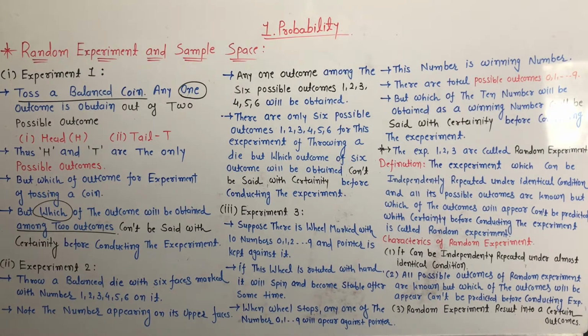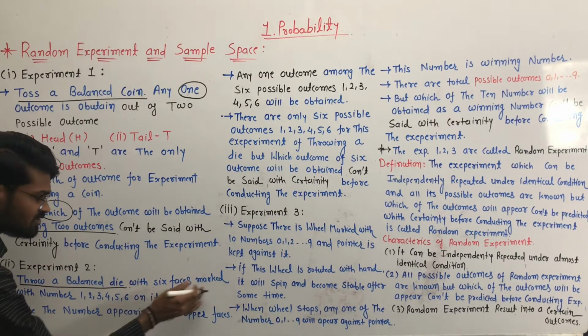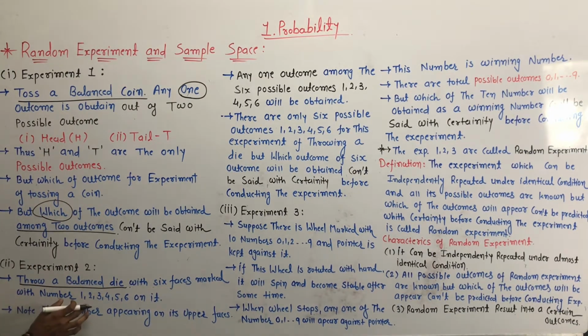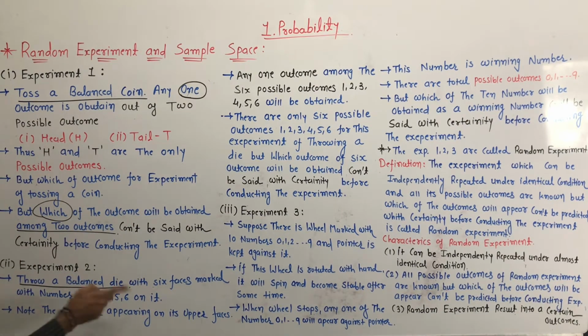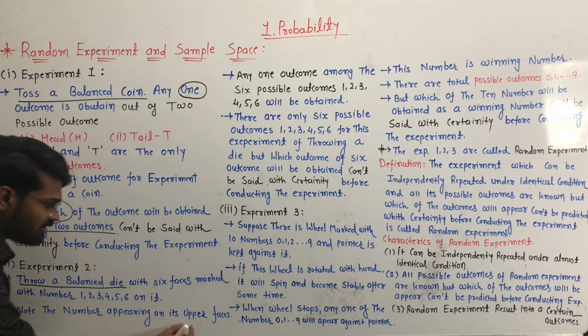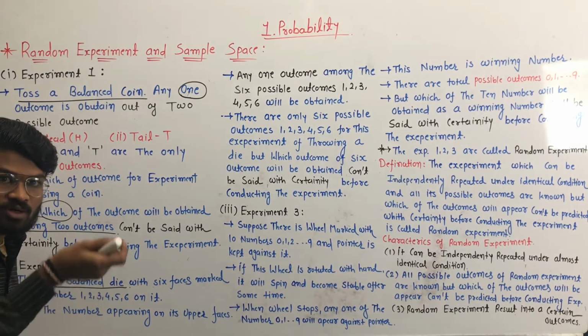Now we are conducting the second experiment, number 2. We throw a balanced die with 6 faces marked with the numbers 1, 2, 3, 4, 5, 6 on it. In a balanced die there are the numbers 1, 2, 3, 4, 5 and 6. Note the number appearing on its upper face.